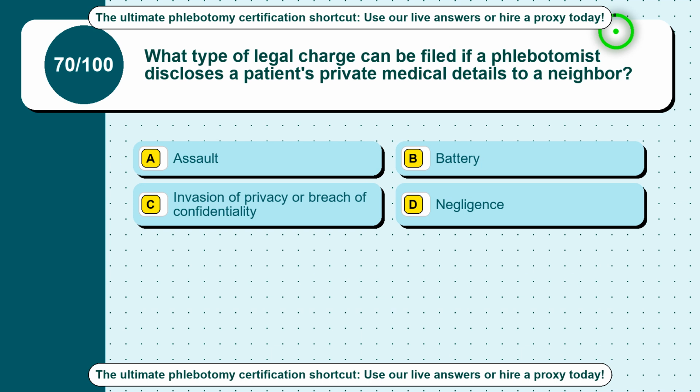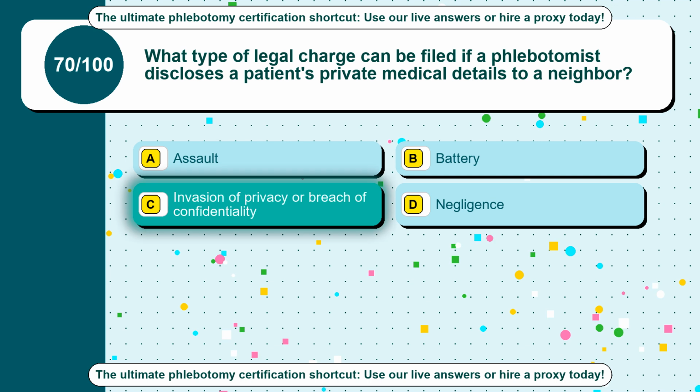Question 70. What type of legal charge can be filed if a phlebotomist discloses a patient's private medical details to a neighbor? Option A. Assault. Option B. Battery. Option C. Invasion of privacy or breach of confidentiality. Option D. Negligence. The correct answer is option C.